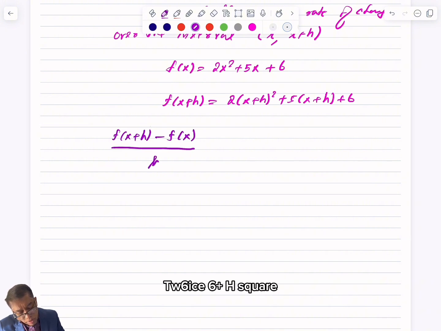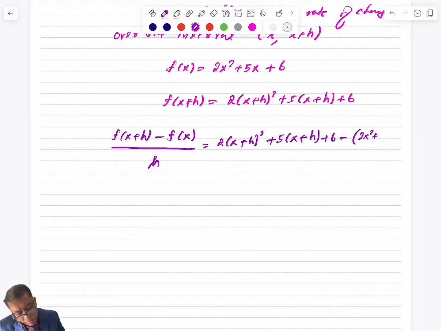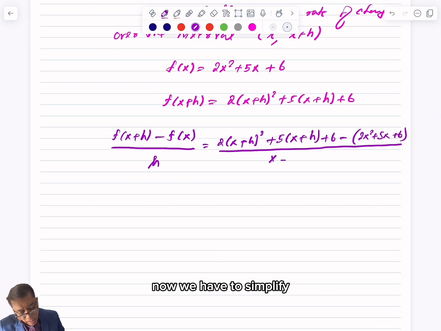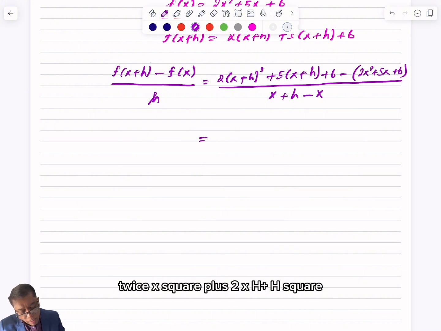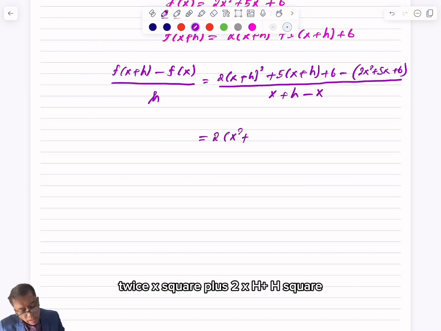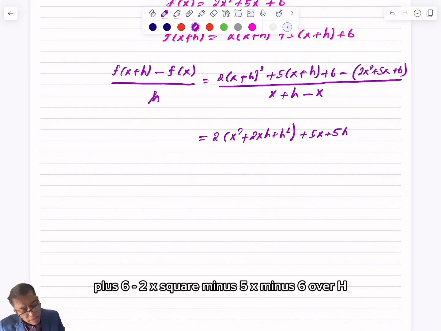Twice x plus h square plus 5 times x plus h plus 6 minus 2x square plus 5x plus 6 over x plus h minus x. Now we have to simplify the numerator of the right hand side. Twice x square plus 2xh plus h square, 5x plus 5h plus 6 minus 2x square minus 5x minus 6 over h.